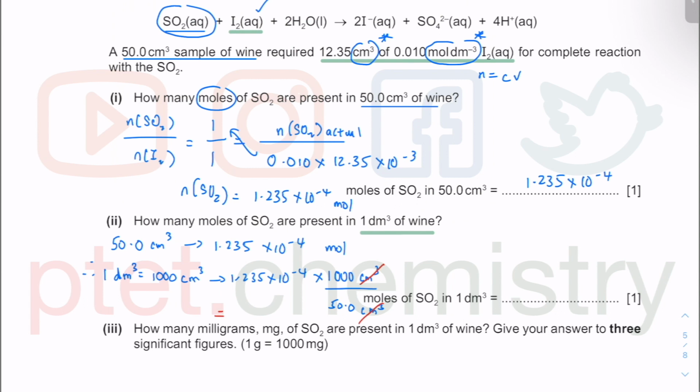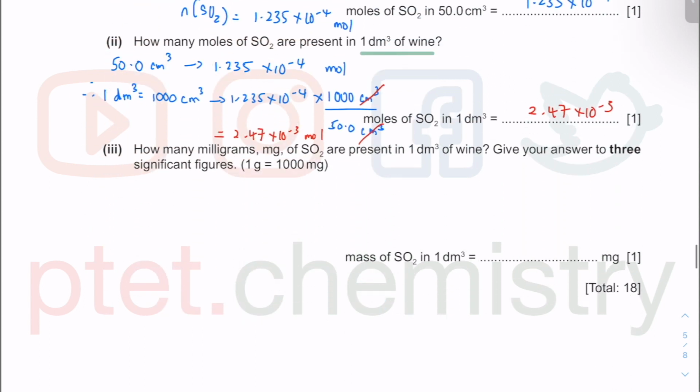So that is a factor of 1000 divided by 50, so I get 2.47 times 10 to the power minus 3 mole. Let me just double check my calculation, because I might have pressed it incorrectly just now. Yep, I get 2.47 times 10 to the power minus 3 mole. What's the next thing they want to sum up this question? They want how many milligrams of the SO2.